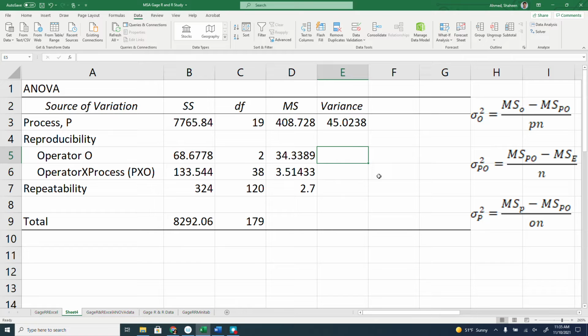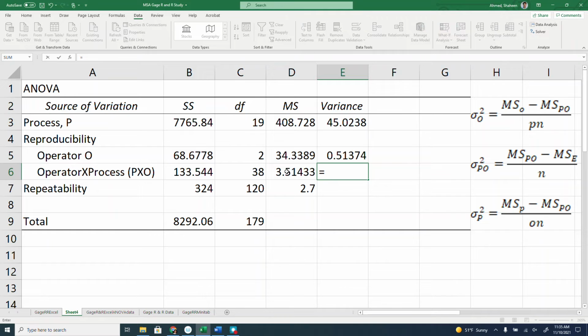All right, so this one is for the operator part, and this is the formula for that. So parentheses MSO, which is this one, minus the interaction, divided by the number of parts, which is 20, divided by 3.